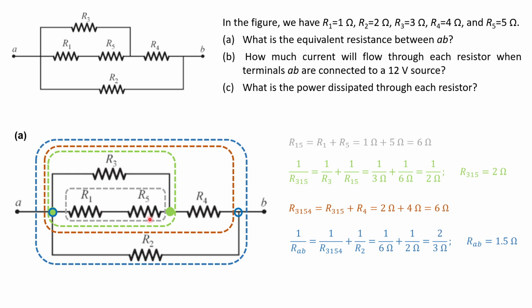So what we did, we identified that these resistors are in series. We calculated the net resistance here. Then we identified that this gray network is in parallel with R3, and we calculated the net resistance of this network. Then we identified that these are in series with R4, and we calculated the resistance of this network. And this whole orange region of the network is in parallel with R2, and we calculated the resistance of the entire network to be 1.5 ohms.